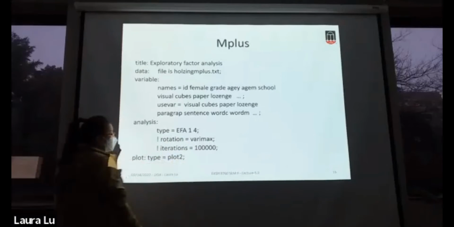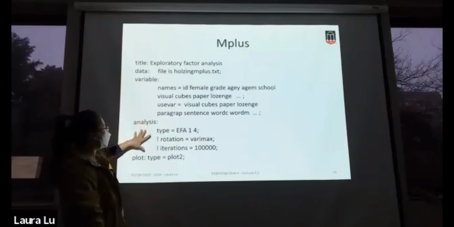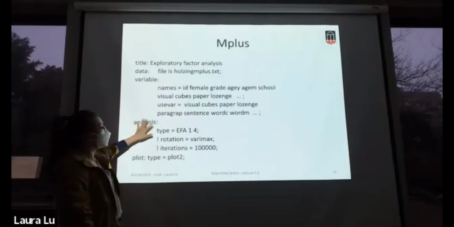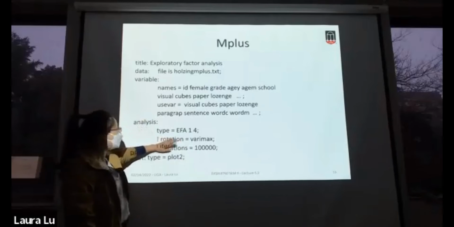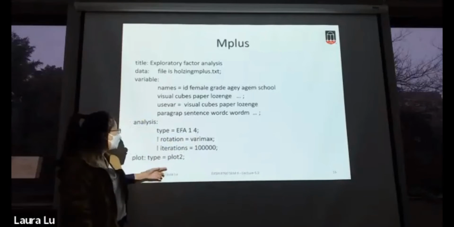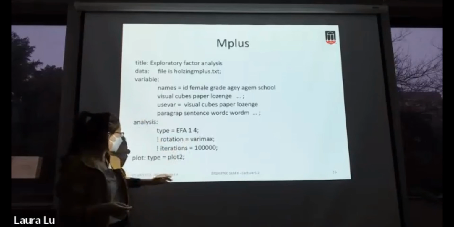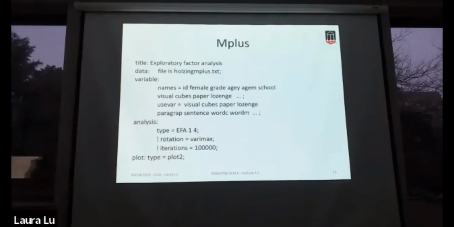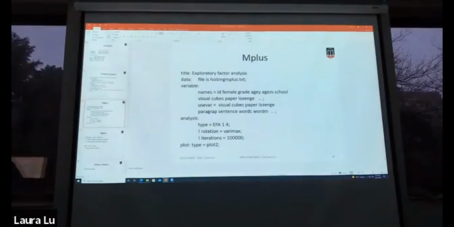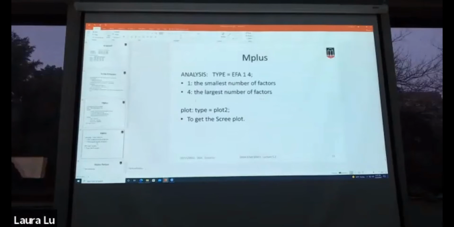And you can take a different rotation method. By default, in M plus, the rotation method is GeoMin. GeoMin is a very good oblique rotation method, so you don't need to change to another rotation method. But of course, it's available for you if you really want to change to a different rotation. And you can also look at the plot. So this is the explanation of the code: the smallest number of factors and the largest number of factors are listed here after type equals EFA.